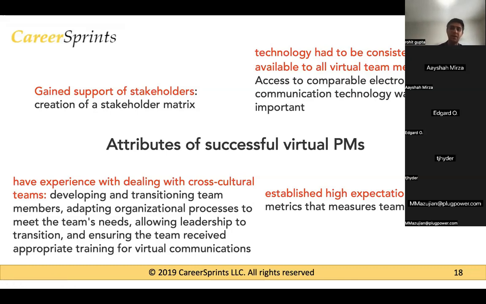So basically in a virtual environment, we know that there are going to be communication challenges. So as a project manager, you need to establish metrics that measure team performance. And generally these metrics should have high expectations. Like they should be high expectation metrics. And the reason for that is because there are going to be so many communication challenges. If you don't set high expectations, those challenges of communication are going to remain.